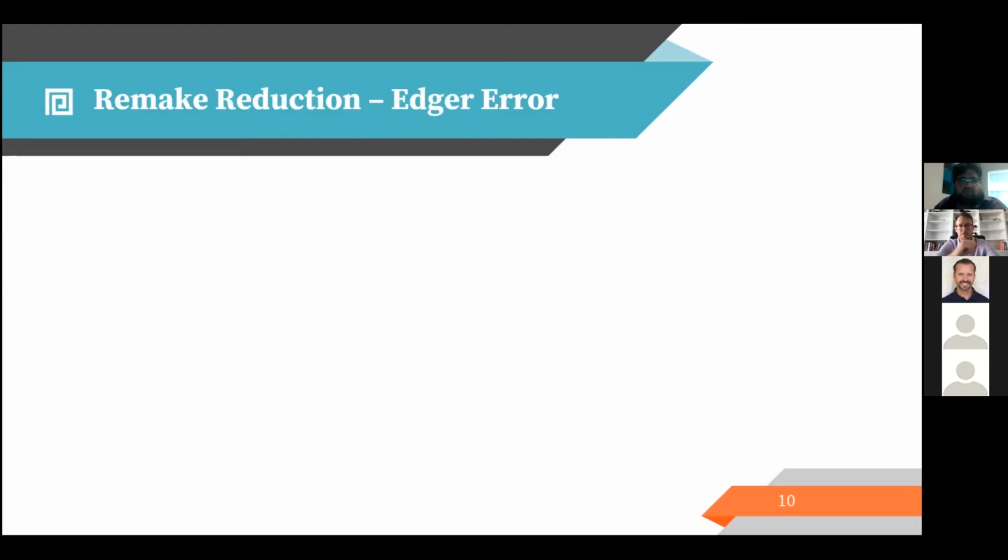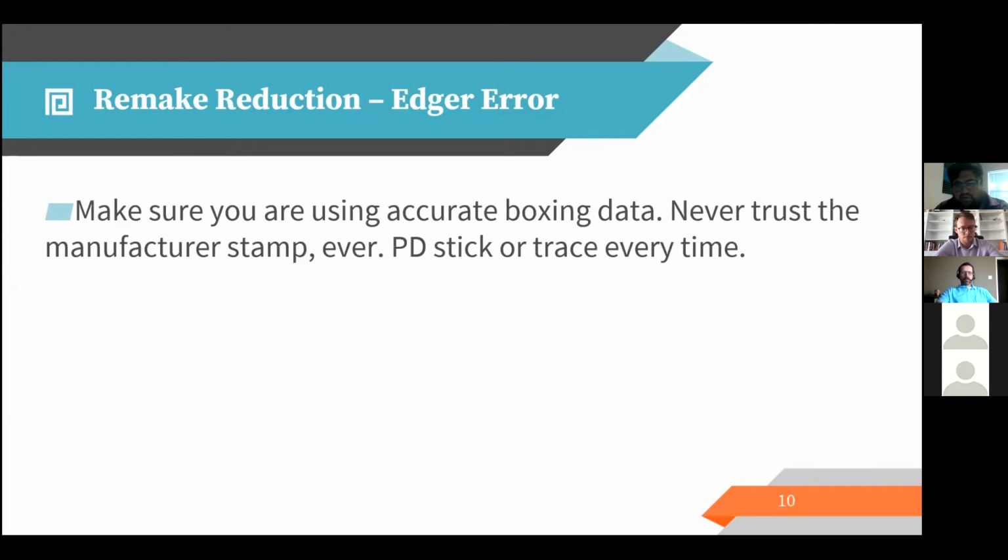Edger errors. Maybe you don't edge, but it's certainly a very common remake reason. It's usually after the lens has been cut, there's a shape problem or an axis problem. Something happened during blocking up or slippage. A big thing too is cutout.